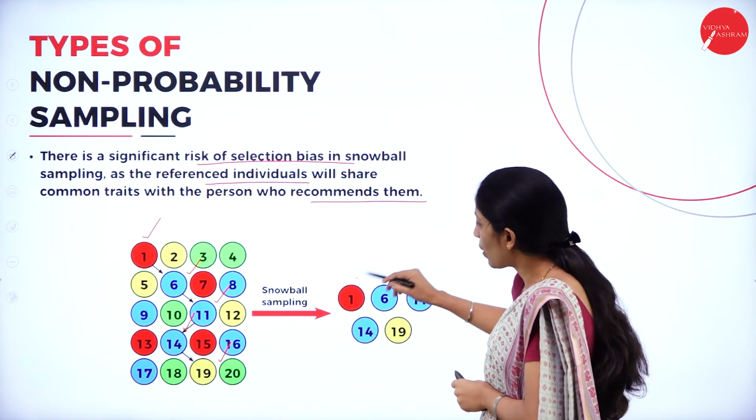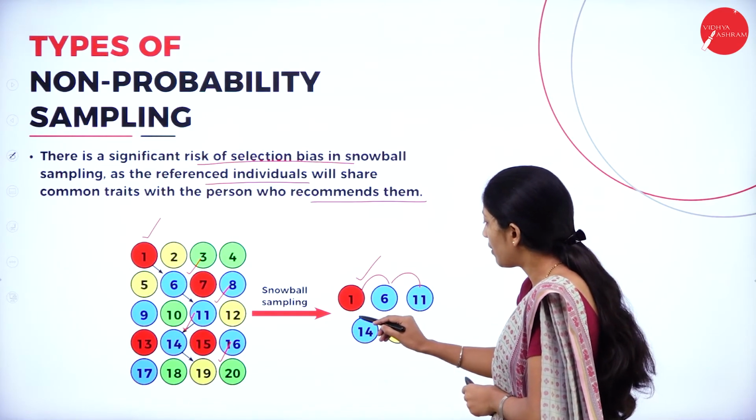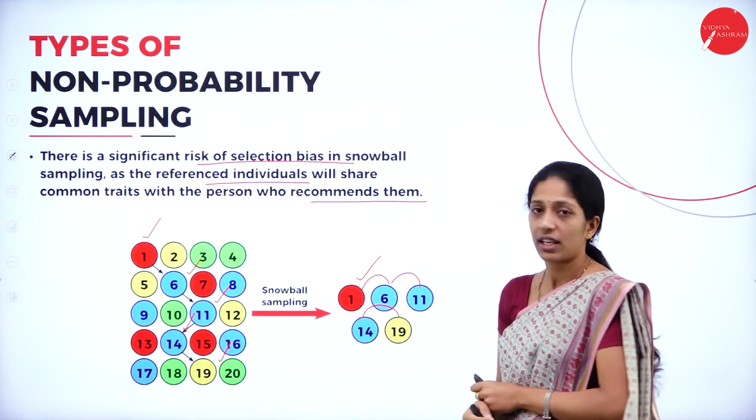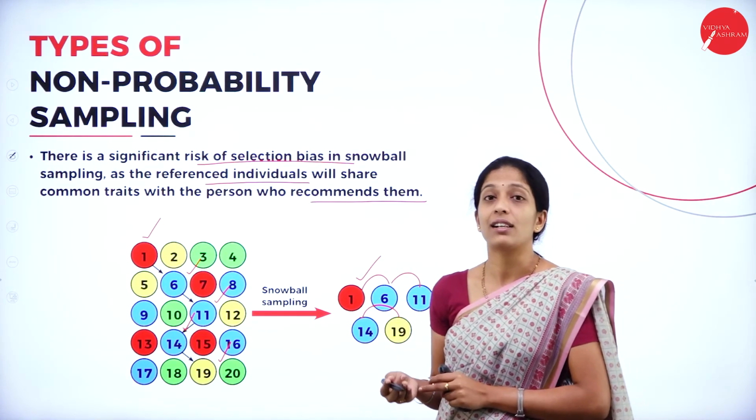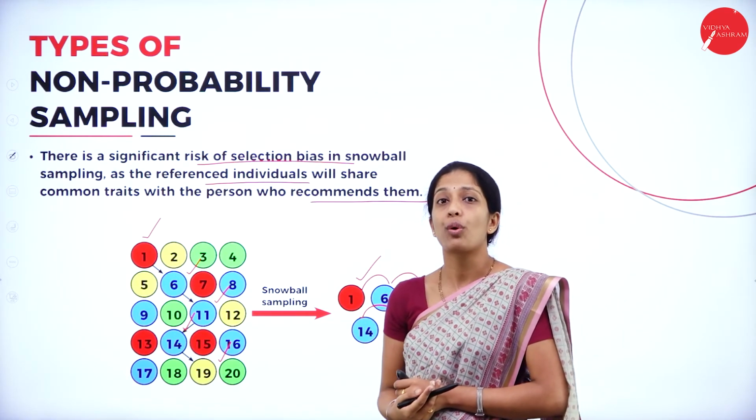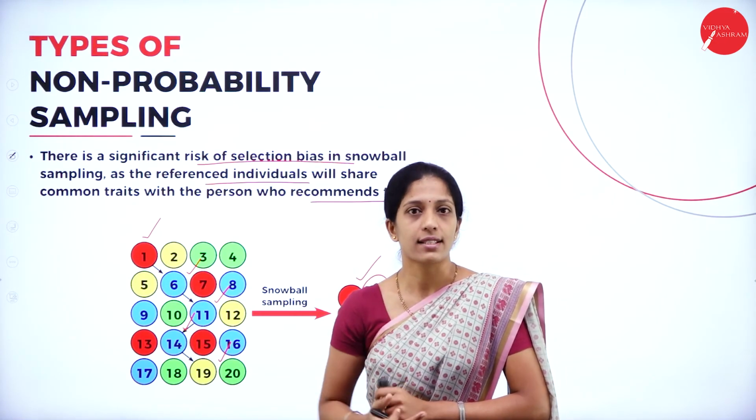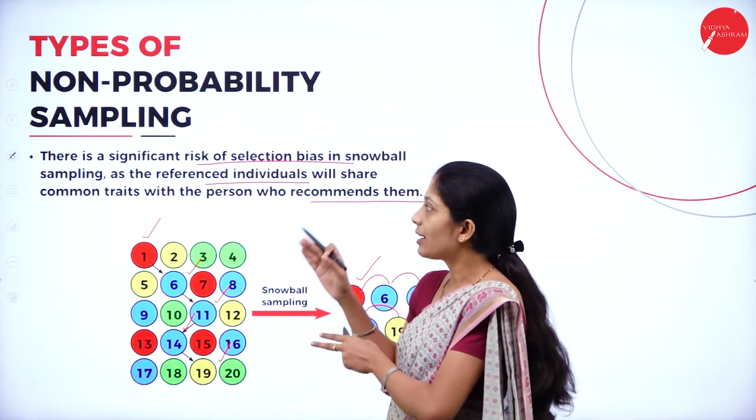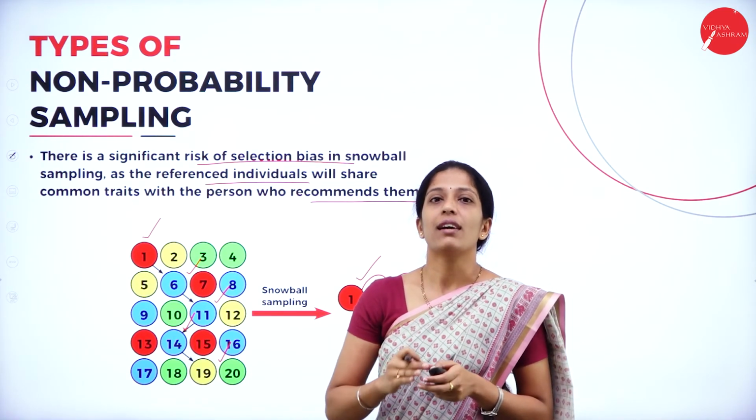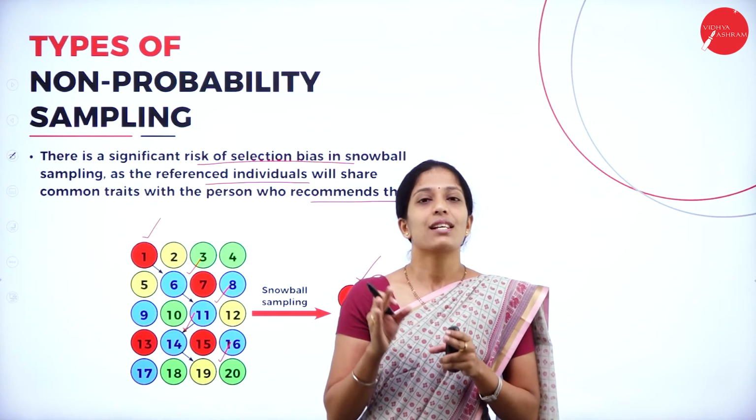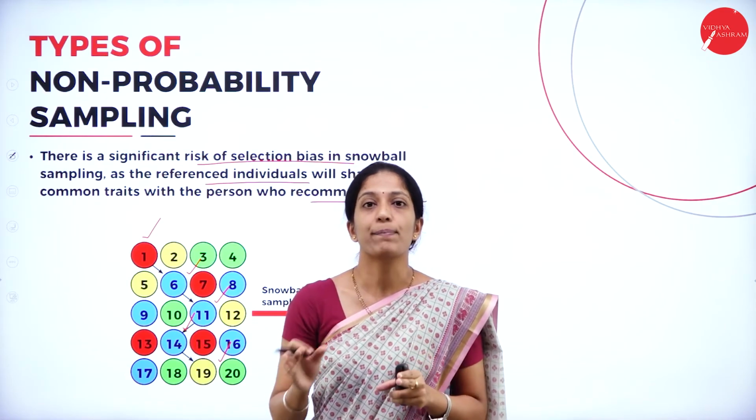Now 1 has recommended 6, 6 has recommended 11, 11 has recommended 14 and 14 has recommended 19. So it is like a rolling method and it is called snowball sampling. And this is suitable when we don't know the exact sampling frame. In that situation, this method is very suitable. Hope you are clear with all the methods here. These are known as techniques of sampling, or you can also write it as types of sampling.